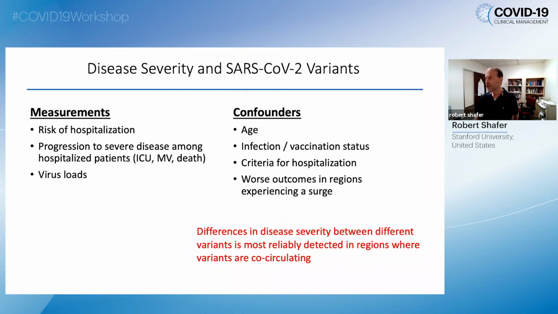Disease severity is usually assessed by measuring the risk of hospitalization and/or progression to more severe illness while controlling for other variables. However, because there are so many confounding variables associated with these endpoints, the most reliable studies have been those conducted in regions where 2 or more variants are co-circulating. In the next 5 slides, I'll summarize the most convincing of these studies.